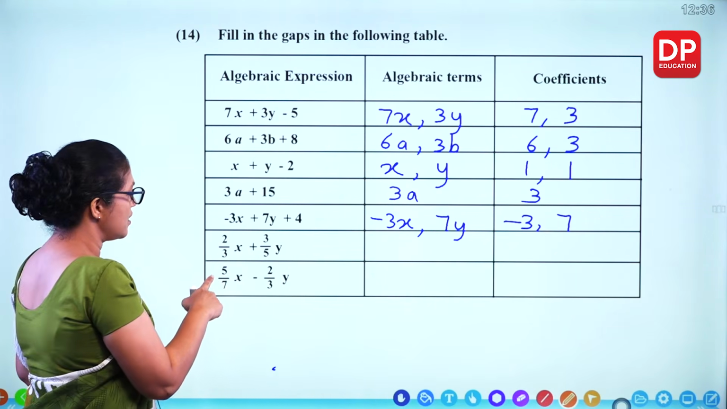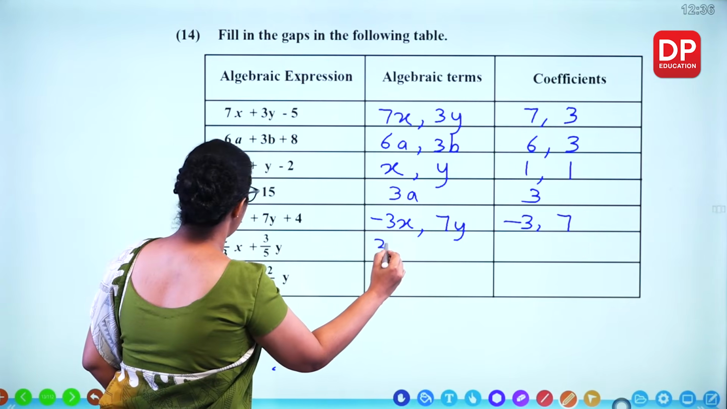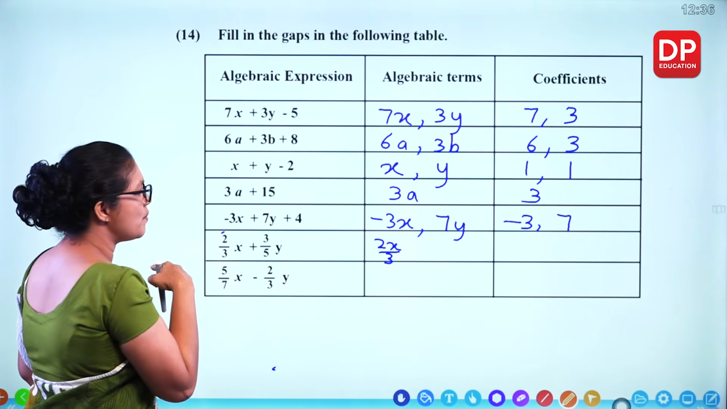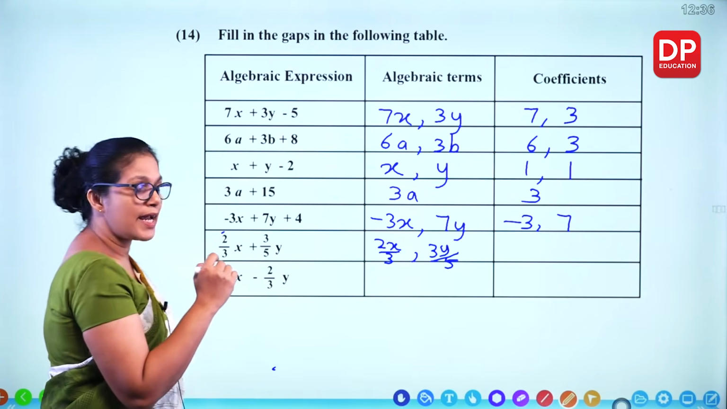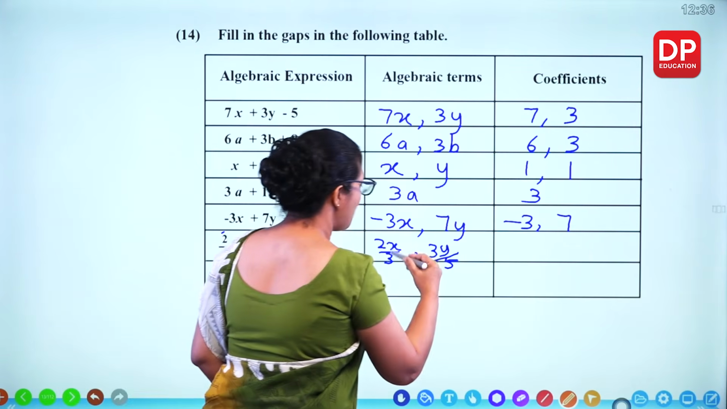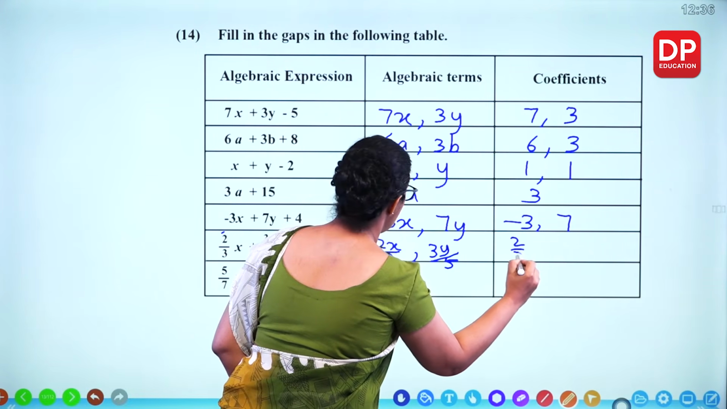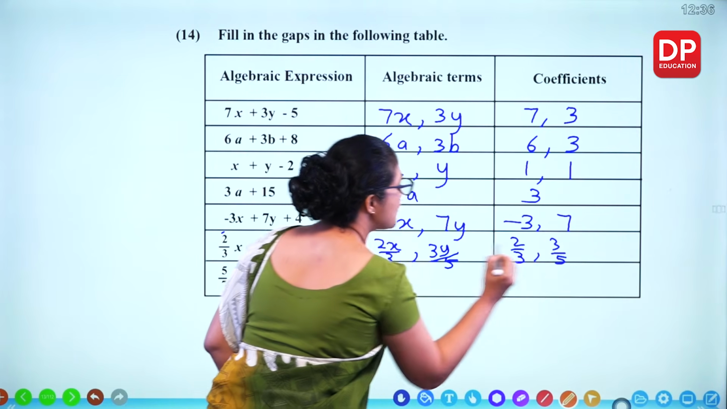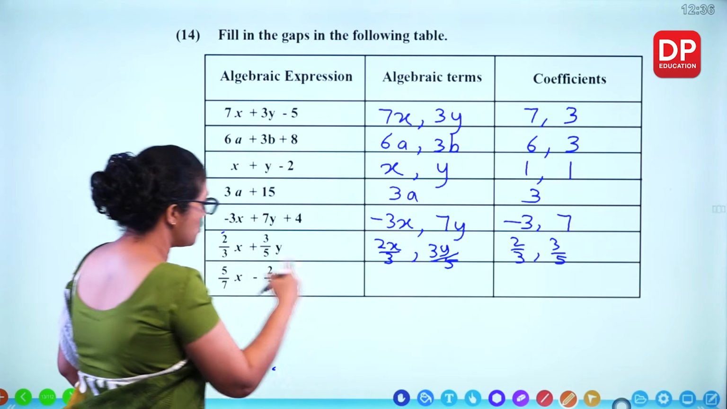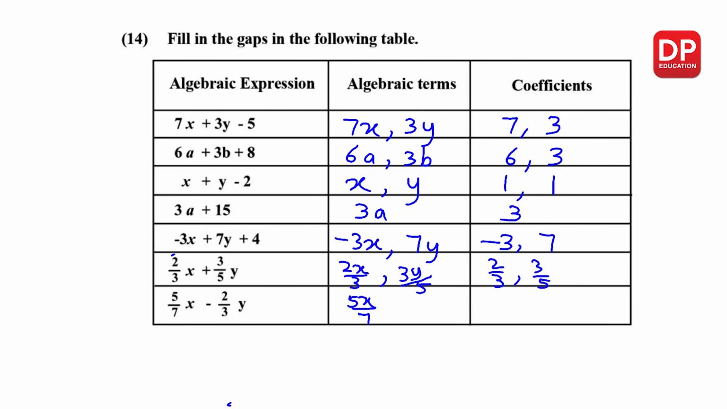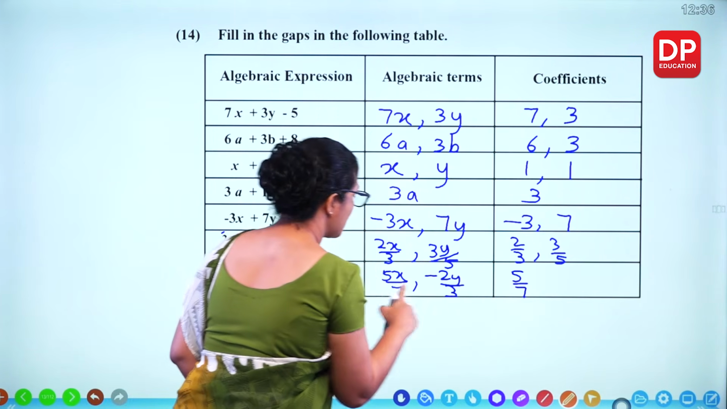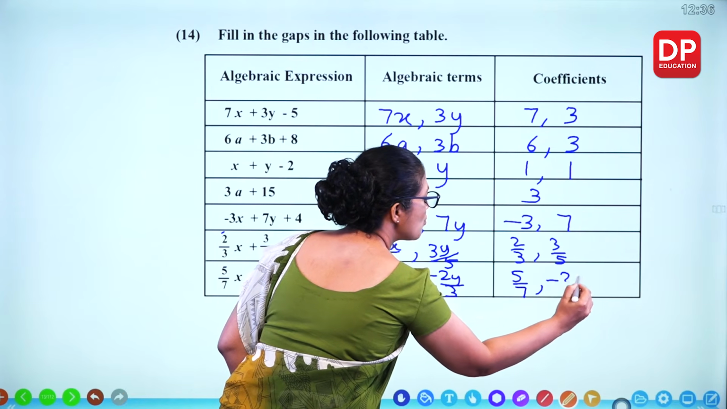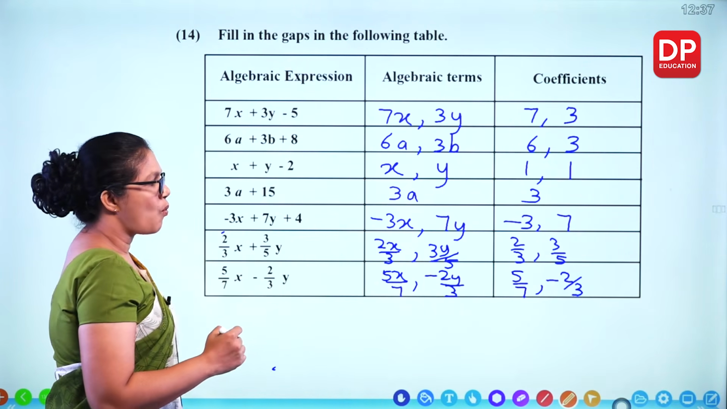This one you get a fraction. But here this is an algebraic term, 2x over 3. You can write x in the numerator. And 3y over 5 also an algebraic term. Then what's the coefficient? You have to take the whole thing. The fraction 2/3 and 3/5. This one, this is an algebraic term, 5x over 7 and minus 2y over 3. So what's the coefficient there? 5 over 7 is the coefficient of x term and minus 2/3 is the coefficient of y term.